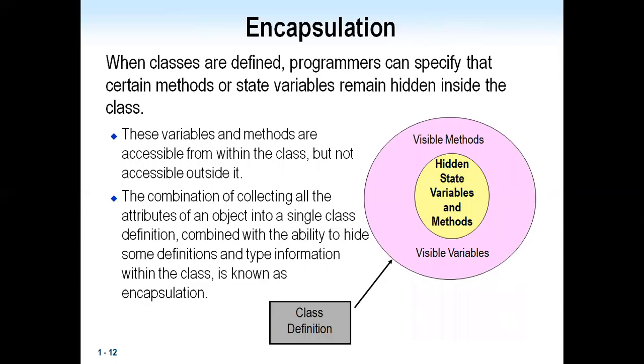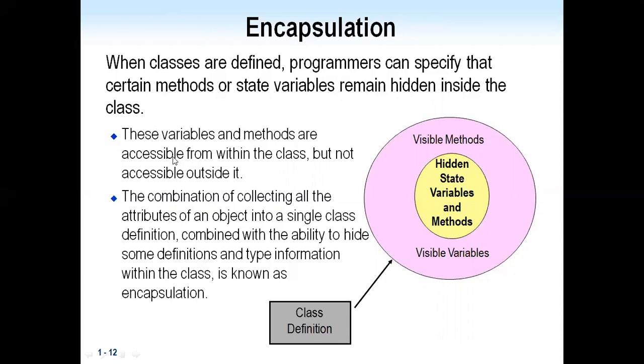Next, encapsulation. What is meant by encapsulation? When a class is defined, the programmer specifies that certain methods and static variables remain hidden inside the class. So if we define a class with some variables and methods, those methods and variables cannot be accessed from outside the class. Suppose you define variables or methods; they cannot be accessed from outside the class.